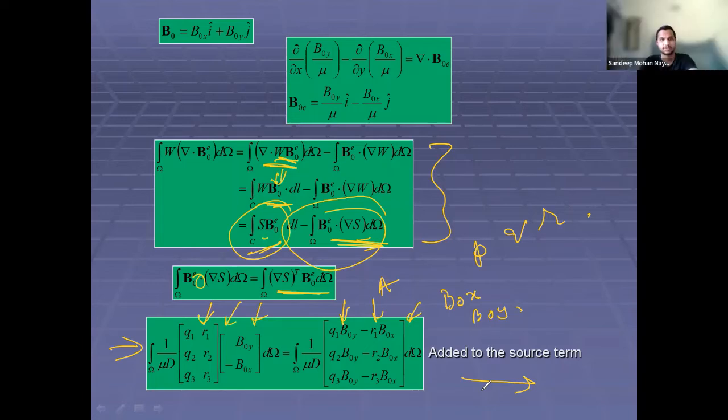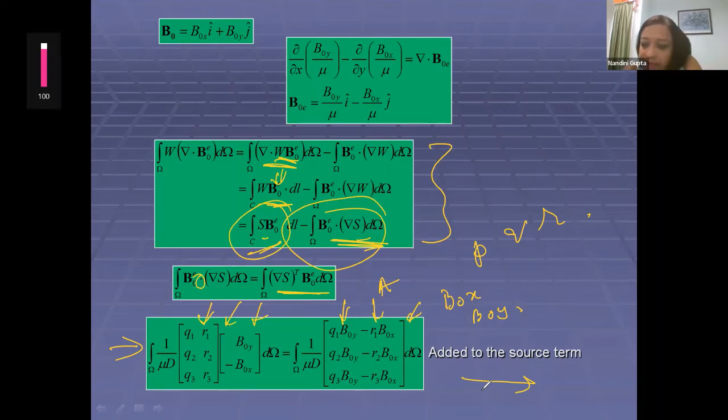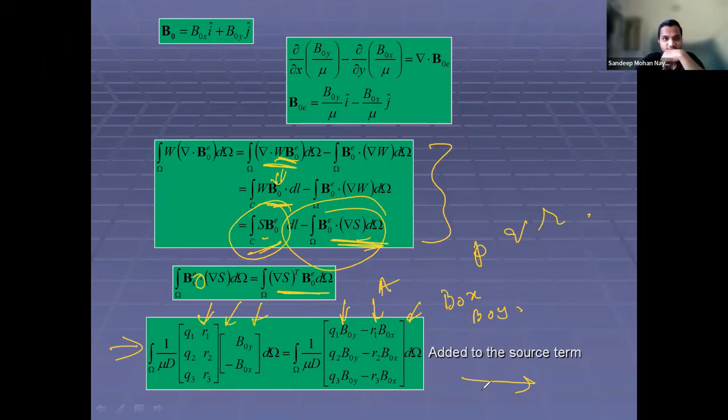Ma'am, but why is B naught E used here? Why can it not be B? Why is B naught E used in the method of weighted residual? Oh, why am I using B naught E? I'll come to that.